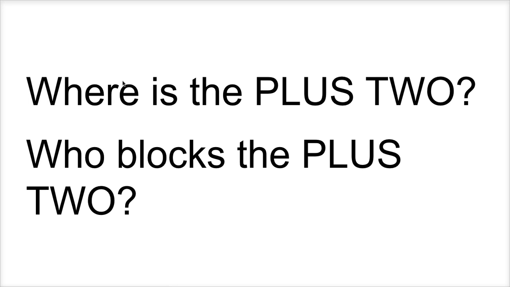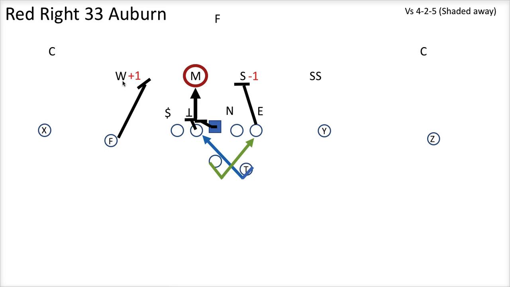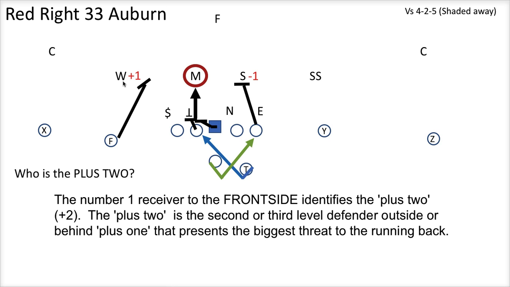Where is the +2 and who blocks the +2? Well, again, this is where we ended up on the last screen. Who is the +2? The number 1 receiver to the front side identifies the +2. The +2 is the second or third level defender outside or behind the +1 that represents the biggest threat to the running back. Now, you may think it's this player or this player. Number 1 out here, the X, has to make that decision on who's the biggest threat. In this case, we believe it's the free safety. That's the +2.